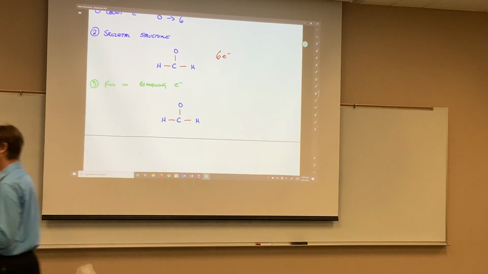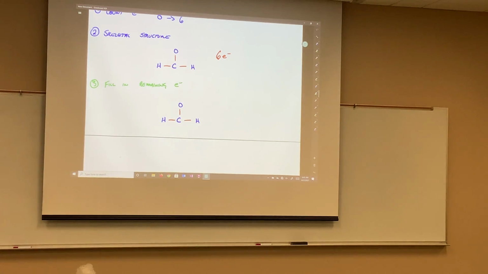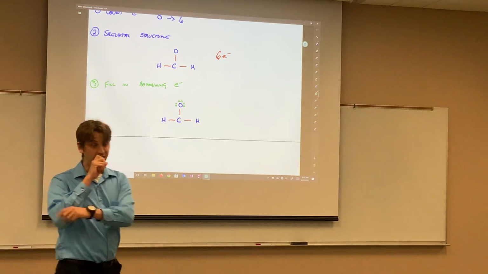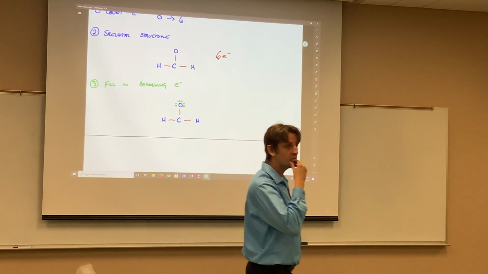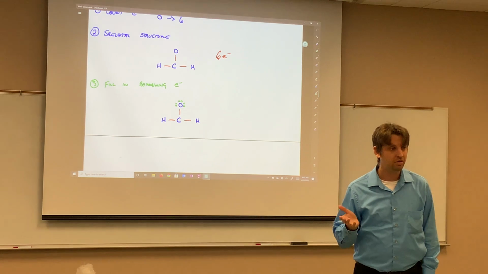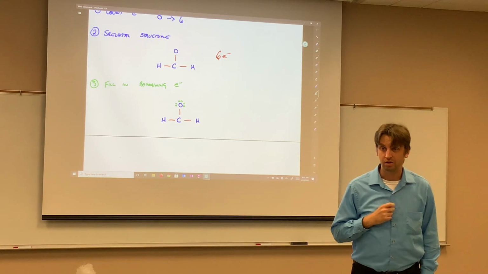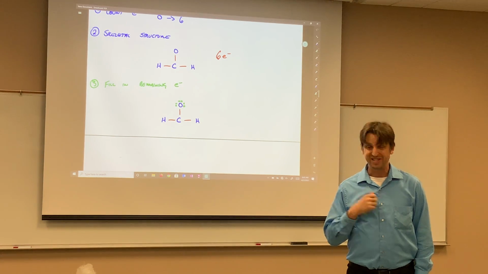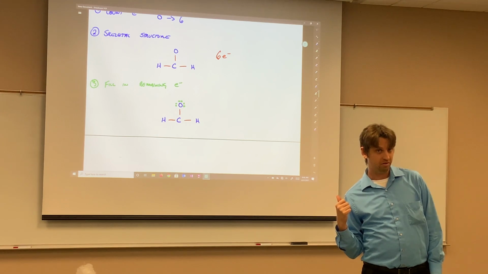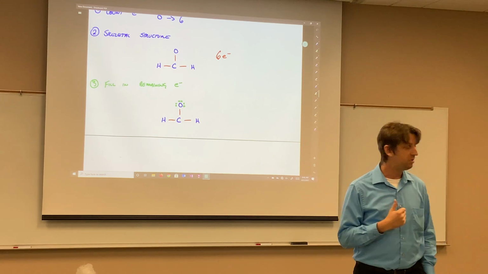So oxygen is the most electronegative here, as it tends to be in most molecules. So we put the remaining 6 around there. And we're done, right? Well, we'll get to that in just a second. Are we done? Carbon can take another bond. Aha. Did we draw a Lewis structure though? The answer is yes, we did.